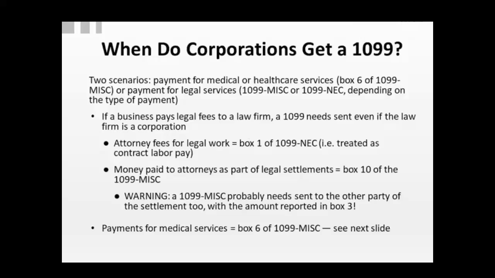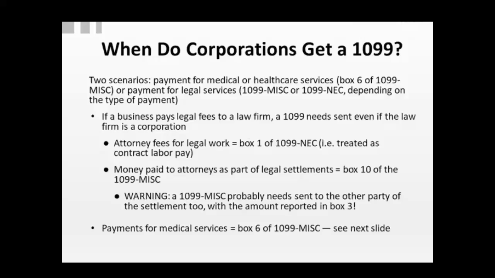And then there's lawsuit settlements. The technical 1099 term is gross proceeds paid to an attorney. That was box 14 of the 1099 miscellaneous. Now with the 2020 redesign, it's box 10 of the 1099 miscellaneous. So let's say that you lose a lawsuit and you have to pay out $10,000 in a settlement.